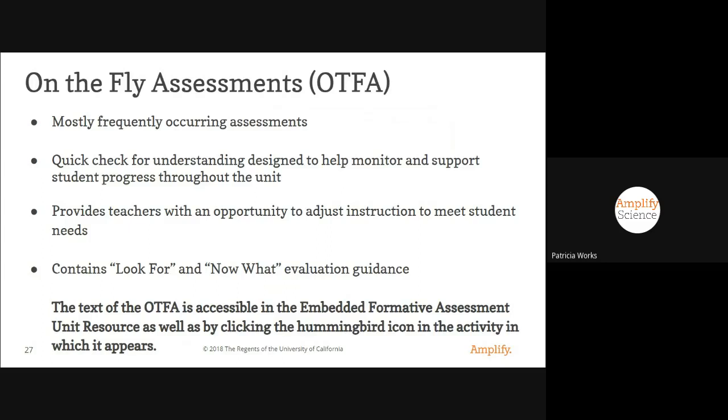They contain look fors and evaluation guidance. And the text of the on-the-fly assessment can be found in the embedded formative assessment unit resource, as well as by clicking the hummingbird icon in the activity in which it appears.